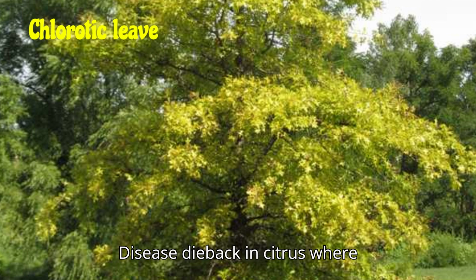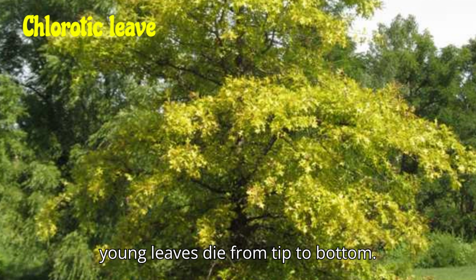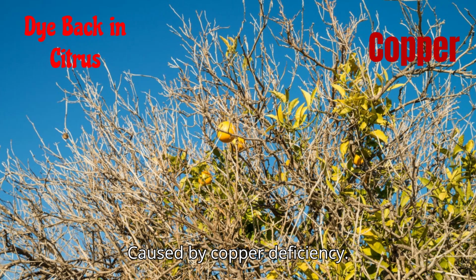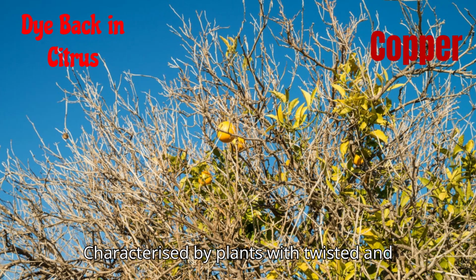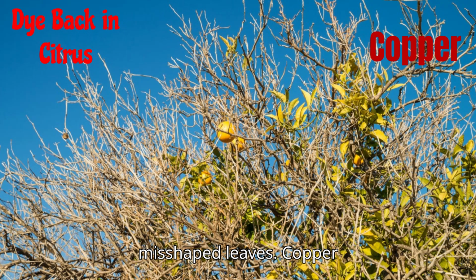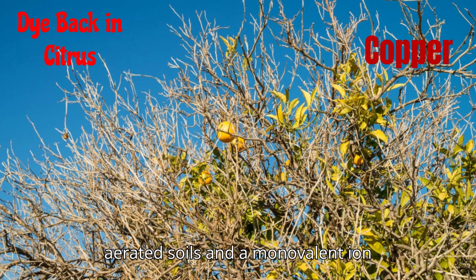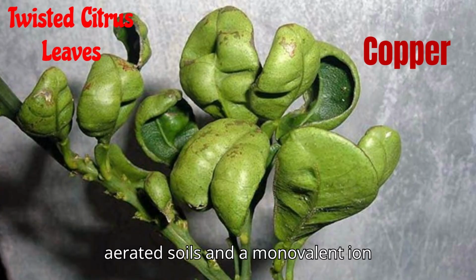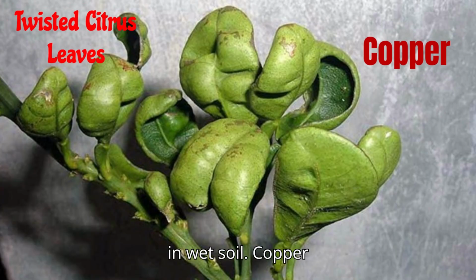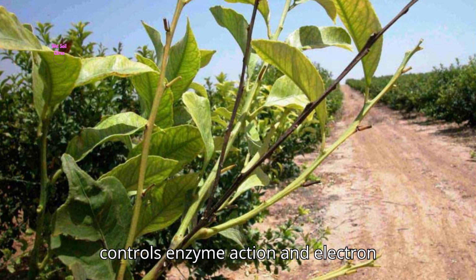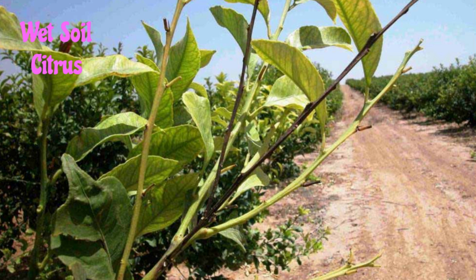Disease: dieback in citrus, where young leaves die from tip to bottom. Caused by copper deficiency. Characterized by plants with twisted and misshaped leaves. Copper exists as a divalent ion in aerated soils and a monovalent ion in wet soil. Copper controls enzyme action and electron transfer during respiration.